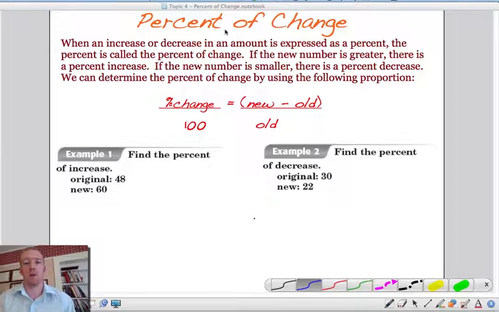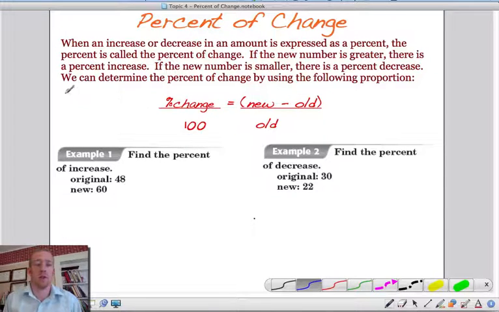Alright, so here's a big topic called percent of change. Basically, if you're given some initial amount and then a new amount, how much did it change? And it's always a percentage in reference to the original amount. So let's think of a really easy example.